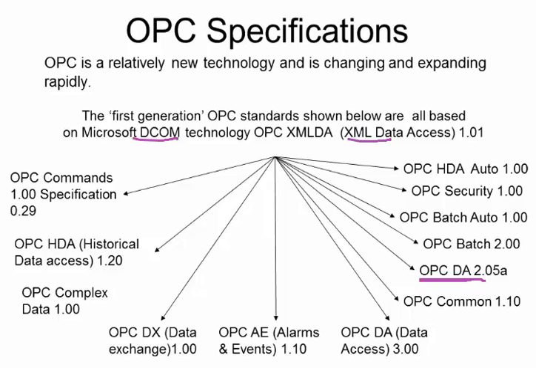So these are all of the different specifications that are out there for the comms. So you've got historical, you've got specs about complex data exchange, we'll get into that in a while, alarming, okay, later version of data access, we've got some common stuff, we've got batch information, again we've got security. So there's a whole raft of different standards.